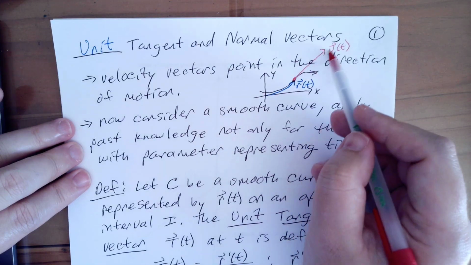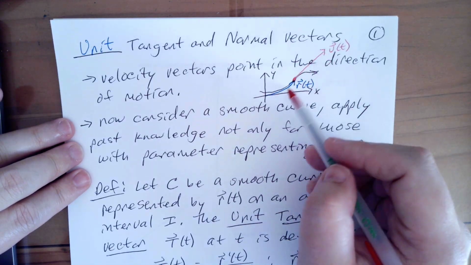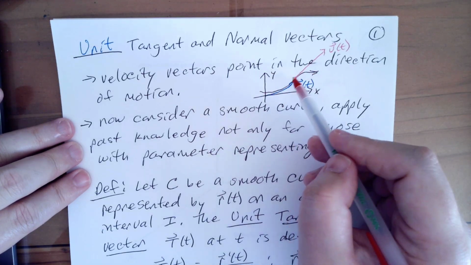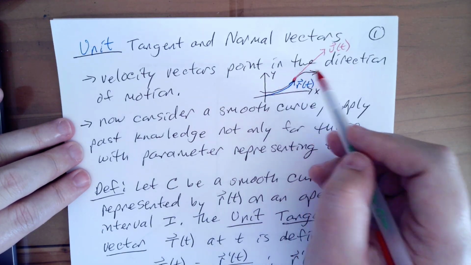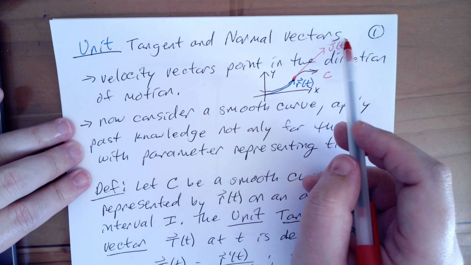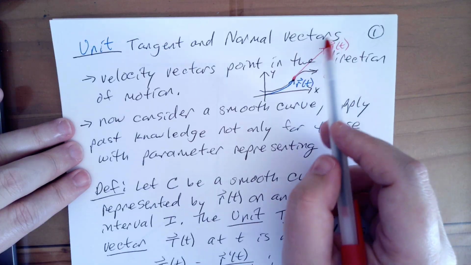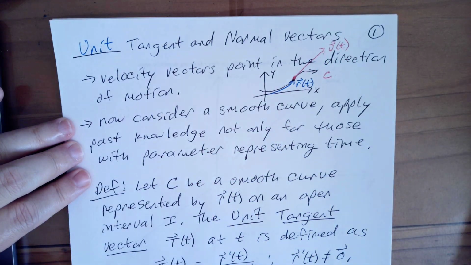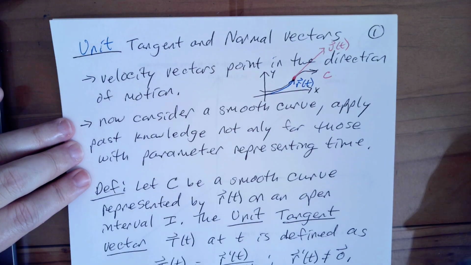Remember, the velocity vector has its tail at the head of the r of t. So we've looked at this before in terms of velocity vectors, in terms of the overall path of some sort of particle or object that's on this curve. Let's call it C if you like. But what we're going to be doing now is we're going to be shoring up this velocity vector so it has a magnitude of 1. You're probably wondering, why in the world do that?